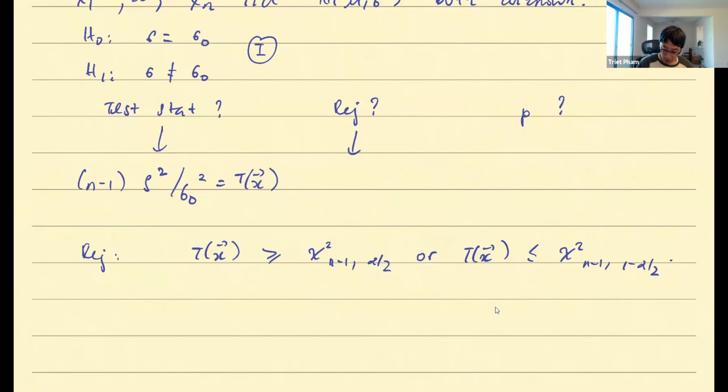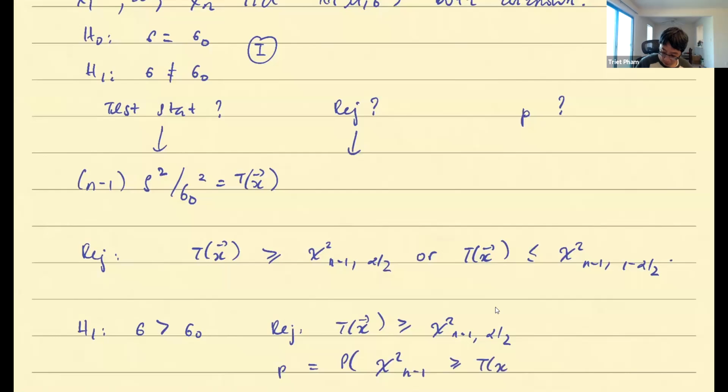So actually, let me write down. If you have the alternative as sigma bigger than sigma 0, then you reject when T of X is bigger than or equal to chi-square n minus 1 alpha over 2. Your p-value will be the probability of chi-square n minus 1 bigger than or equal to T of X.